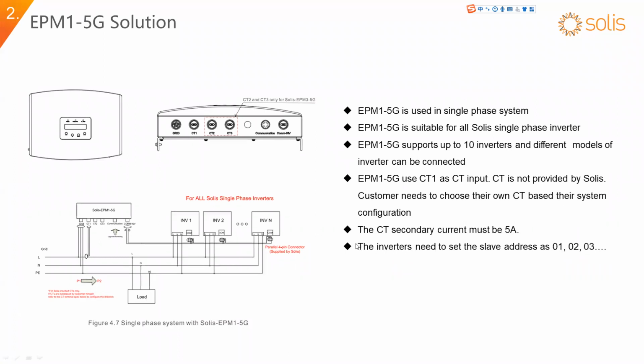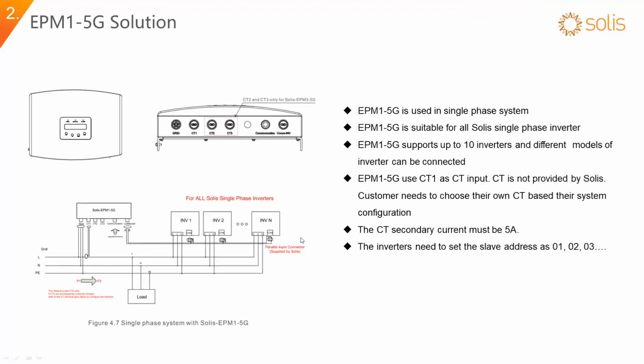And then when you do this configuration, you need to make sure the inverter is set to a different slave address, because you need to set them to 1, 2, 3, 4 like that, because the EPM needs to know which inverter it is controlling.